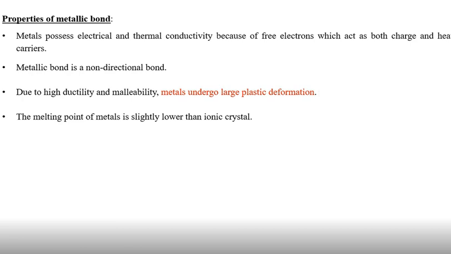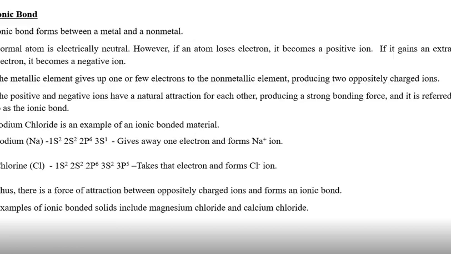So due to high ductility and malleability, metals undergo large plastic deformation. So we'll discuss what is called plastic also in the phase diagram. The melting point of metal is slightly lower than the ionic crystals, right? Because that is something we call melting point. Right? Melting means solid becomes liquid. That temperature we call melting point. So in the metals, you have something slightly lower than ionic crystals, right? Ionic crystals mean salt is one of the ionic crystals.